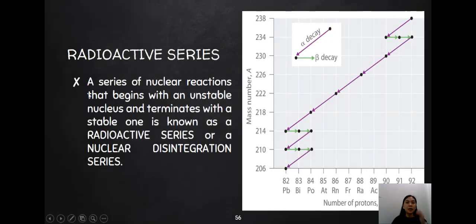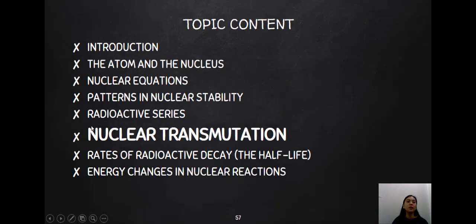So it says here, a series of nuclear reactions that begins with an unstable nucleus and terminates with a stable one is known as your radioactive series, or sometimes it's referred to as your nuclear disintegration series. So, I explained that earlier. Next, nuclear transmutation.